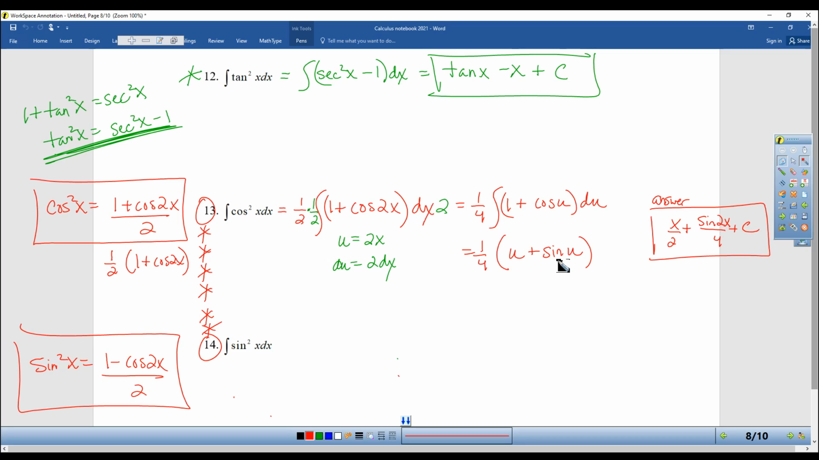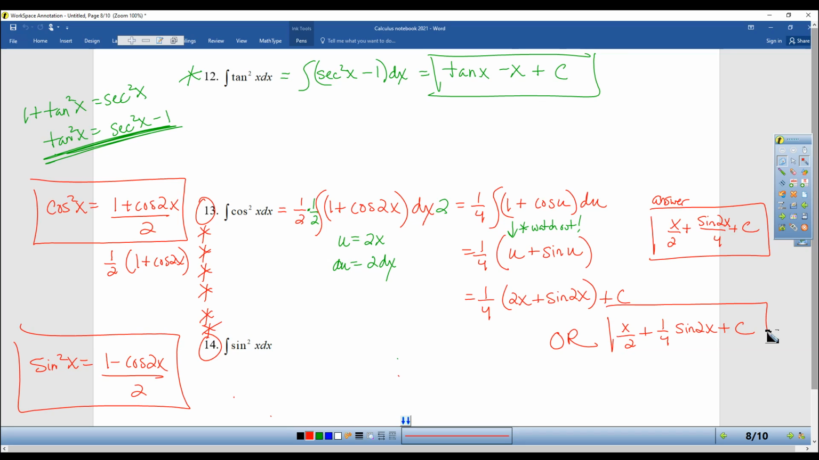You see that? Let me just check that. The derivative of sine is cosine, so that's right. So this becomes 1/4, and then u is 2x and sine of 2x. This little step right here is where you need to watch out. And then plus c. Or if you distribute the 1/4, you'll get x over 2 plus 1/4 sine of 2x plus c. Or the way I wrote it, over 4. All of them are correct. So many correct answers.